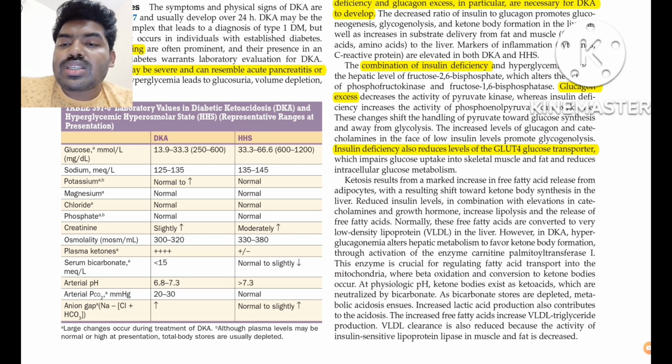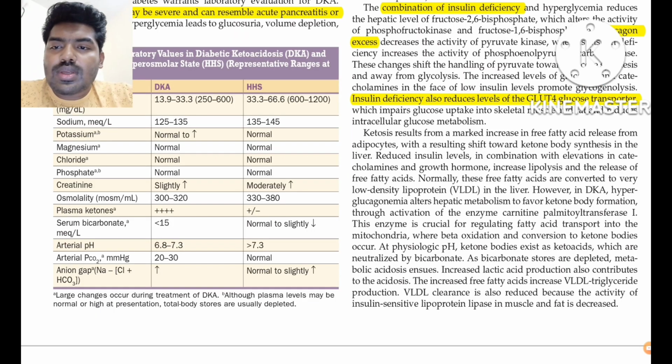In alcoholics and starvation also you will get ketoacidosis, but the serum bicarbonate level will be more than 15 in those conditions. But in DKA, the serum bicarbonate level will be less than 15. The anion gap will be increased due to raised ketone bodies. And the hyponatremia is due to dilutional hyponatremia due to increased glucose level.